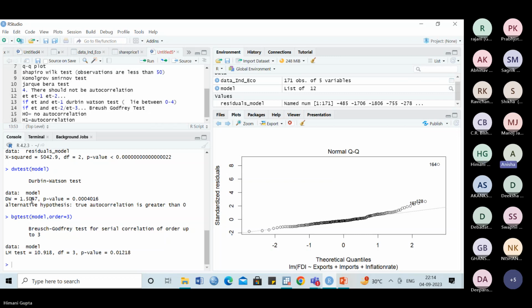Ma'am, if the value is 2.5 or 2.6, then it is okay or not? It won't be okay. But in some cases, we can say it's okay depending on the model. If it is between 1.5, 1.6 or 2.4, 2.5, you can say there is a low autocorrelation and we can go with the model. But if it is more than that, you should not go with the model. Okay, ma'am.